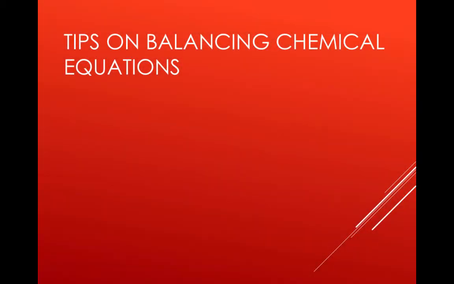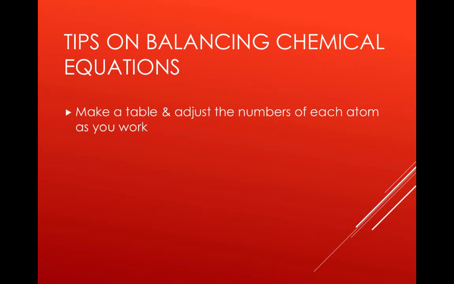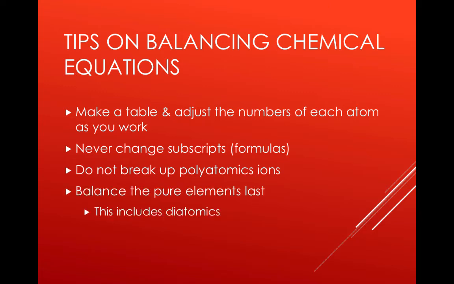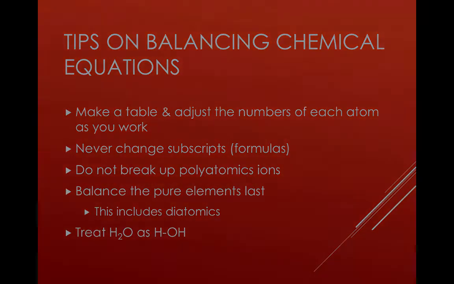Here are some hints to help you balance equations. 1. Make a table and adjust the numbers of each atom as you work. Never change the chemical formulas. Do not change the subscripts. Only add coefficients. Do not break up the polyatomic ions if they're found on both sides of the formula. And save the pure elements to balance last. This includes the diatomics. And treat H2O as HOH.